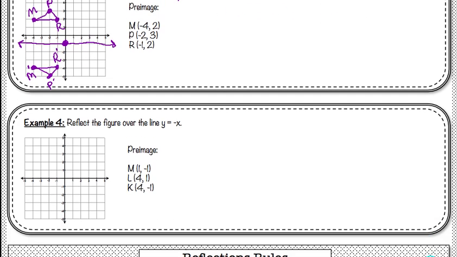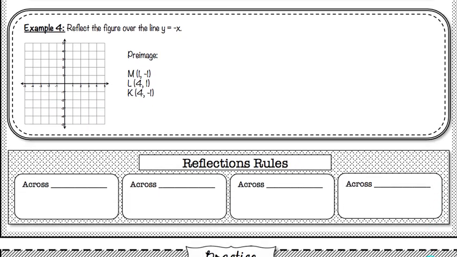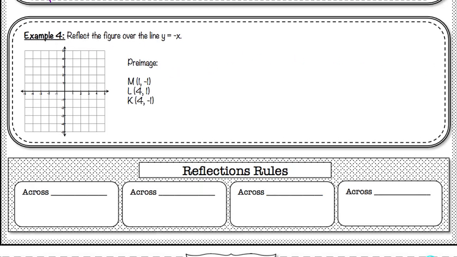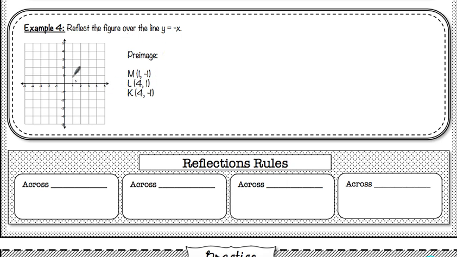Let's look at another. Example 4 says, reflect the figure over the line y equals x. Let me scroll back up. Okay, hopefully that's better. Reflect the figure over the line y equals negative x. Go ahead and graph the points. M is 1, negative 1. L is 4, 1. And K is 4, negative 1. Okay, and connect the dots to make the triangle. Then we're going to reflect over y equals negative x.